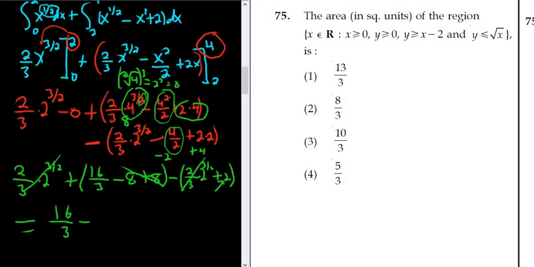minus 2, right? Because there's a minus here. So we can multiply this by 3 over 3. So that's 16/3 minus 6/3, which is equal to 10/3. And is that one of the choices? Yes, yes it is. It's choice 3, so we did it.